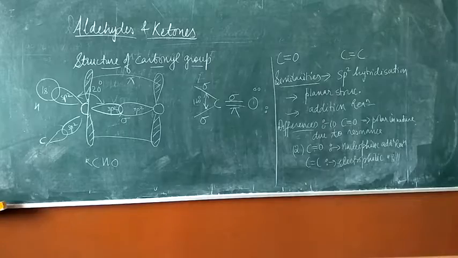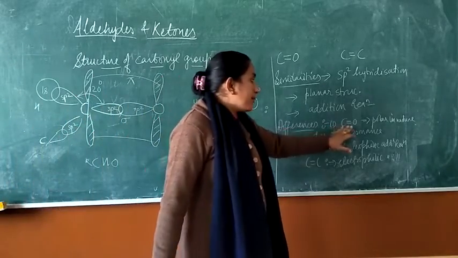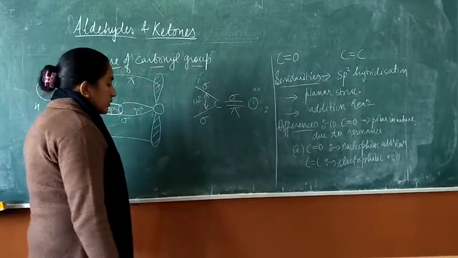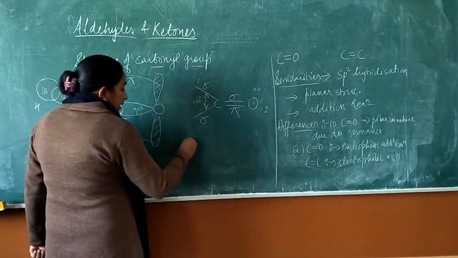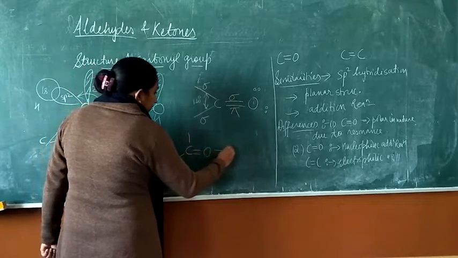Right? Now students, here I have used the word that the carbonyl C=O gets a polar nature due to the resonance. So if I show it in this way, double bond O.